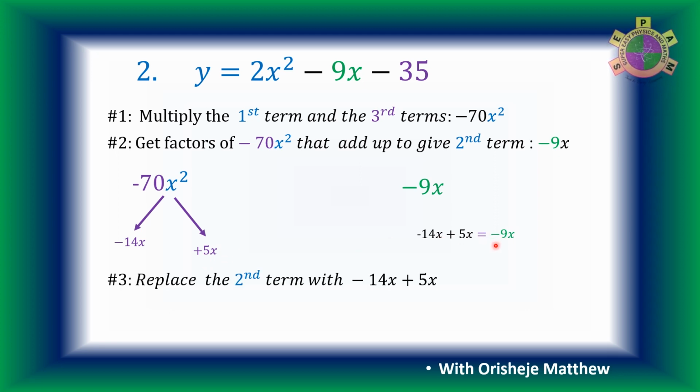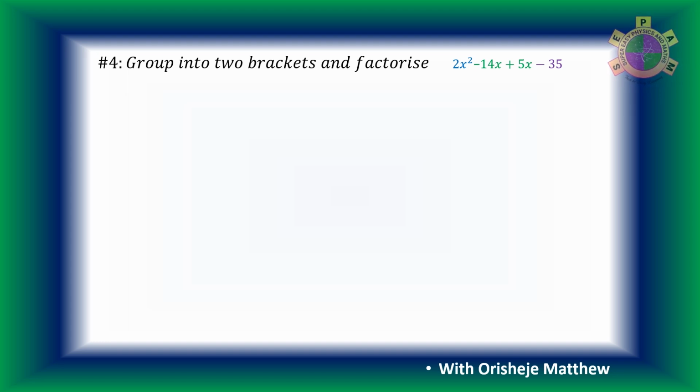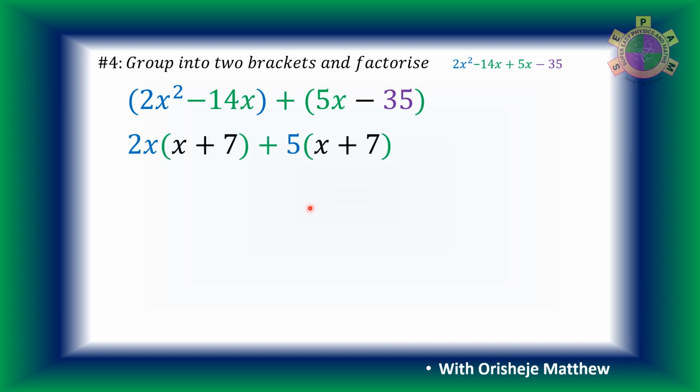So the third step, replace negative 9x with negative 14x plus 5x. Then the fourth step, which is the final step, you introduce your brackets. Group into two brackets and factorize. In the first bracket, you see that 2x is common, so you bring it out. That will leave you with x plus 7. Then the second bracket, 5 is common, you bring it out, you are left with x plus 7.